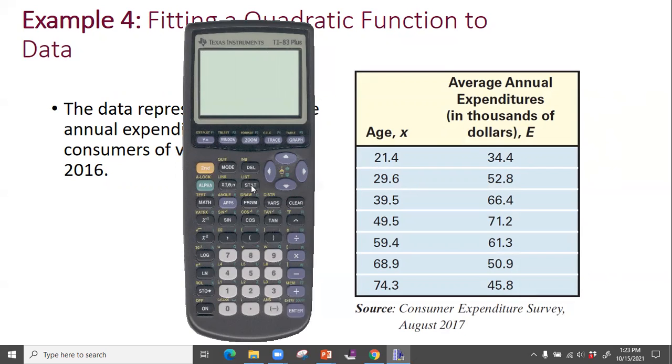Okay, now we're going to go back to stat, but this time we're going to go to calc because we want to calculate. And we're looking for a quadratic function, right? So do you see where it says quad regression? So we're going to go to quad regression. Good. And then you're going to hit enter. And you're going to hit enter again. And it's going to give you the values of your quadratic function. So it gives you your A, your B, and your C.